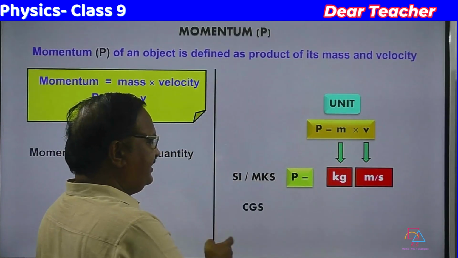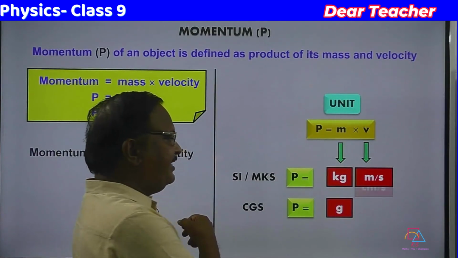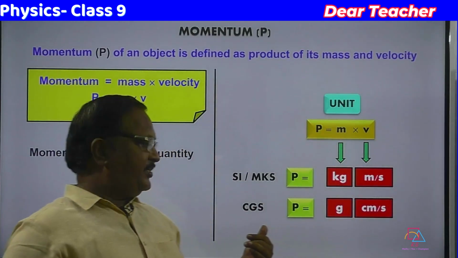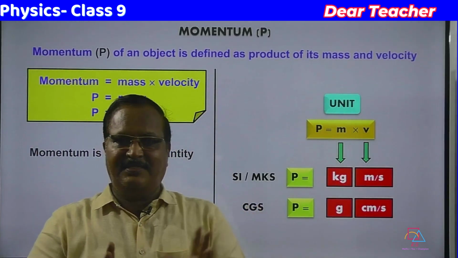Let us see in the CGS system also. Gram centimeter per second is the unit of momentum in the CGS system. This is about the momentum.